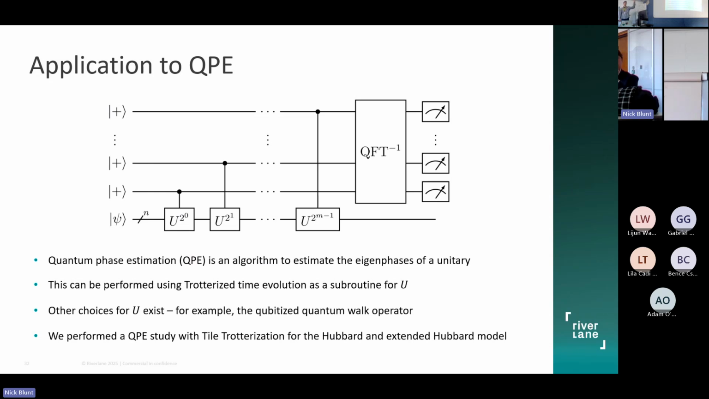We'll just take this unitary U as our Trotterized operator. Other choices for U exist. So when we do quantum phase estimation with qubitization, we use a different operator, which is the qubitized quantum walk operator. But the idea is otherwise the same. And so in our paper, we do a QPE study of Trotterization for both the Hubbard and the extended Hubbard model on the hexagonal lattice. And then we also do costing of qubitization for just the Hubbard model, but not the extended Hubbard model.